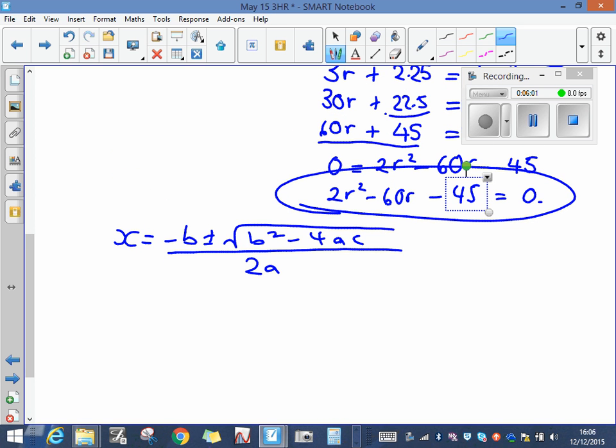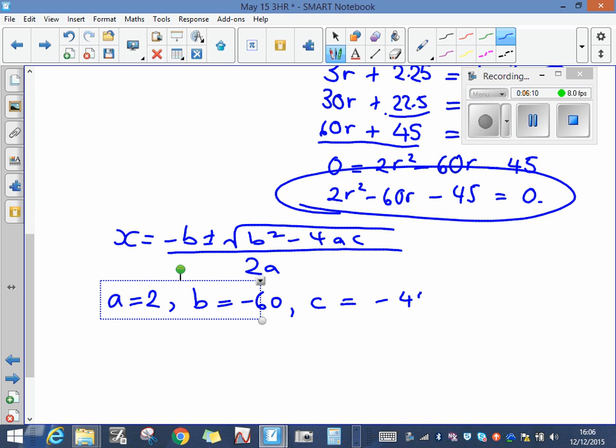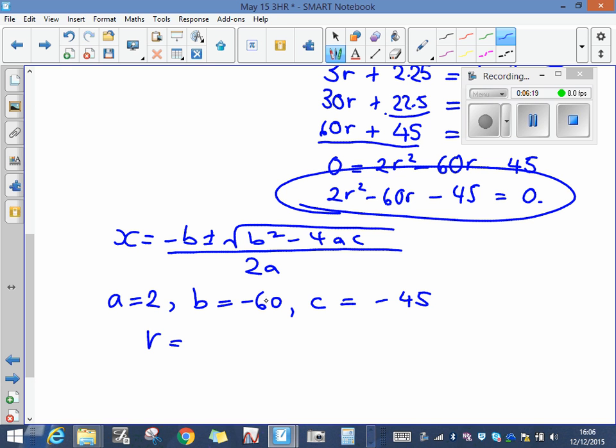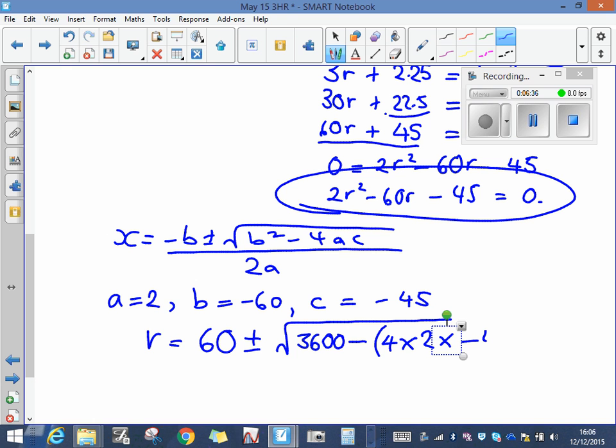Right, if we look at this equation, we can see that a is 2, and b is minus 60, and c is minus 45. So I've just got to carefully put that into the formula. So x, except in this case it's r, is going to be minus b, well b is minus 60, so it becomes 60 plus or minus the square root of b squared. Well, if we square minus 60, it comes out as positive 3,600 minus, now we do 4 times 2, which is a, times c, which is minus 45, and that is all divided by 2a. Well, 2 times 2 is 4.